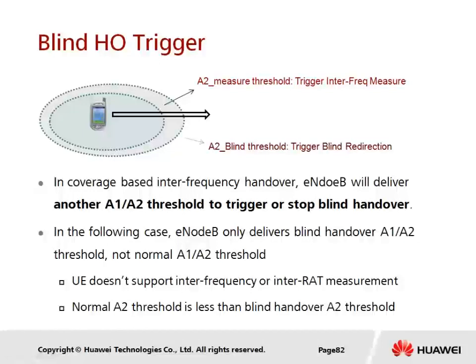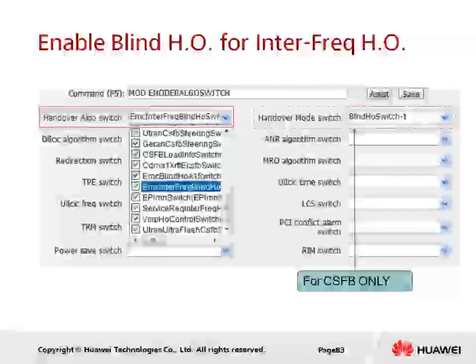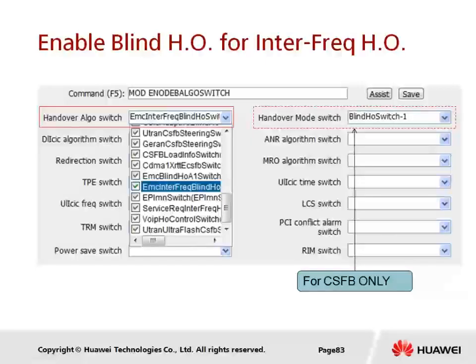When this is met, a blind redirection will be triggered, where the user performs blind redirection by skipping the measurement of the inter-frequency neighbor. That is required because the serving cell quality has dropped worse and worse, even lower than the A2 measure threshold. So this is for emergency purposes. We are trying to remedy the situation by performing blind redirection. So this is a switch which has to be turned on, called emergency inter-frequency blind handover.